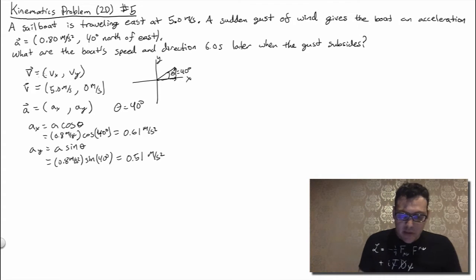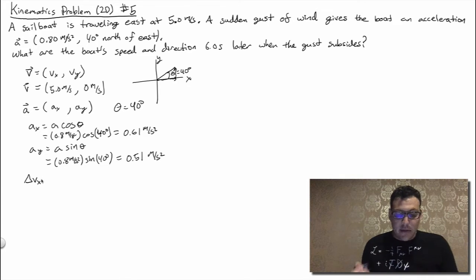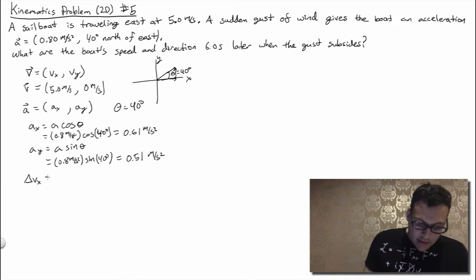All right, but the question asks, what's the boat's speed and direction 6 seconds later? So we can find that with our basic kinematics equations. So the change in velocity in the x, we have to break everything into components now because this is two-dimensional, is equal to the acceleration in the x times time.